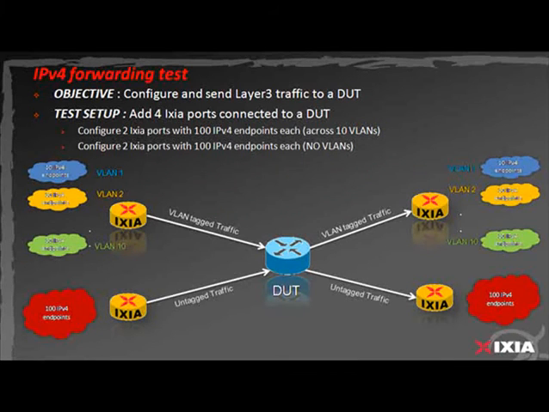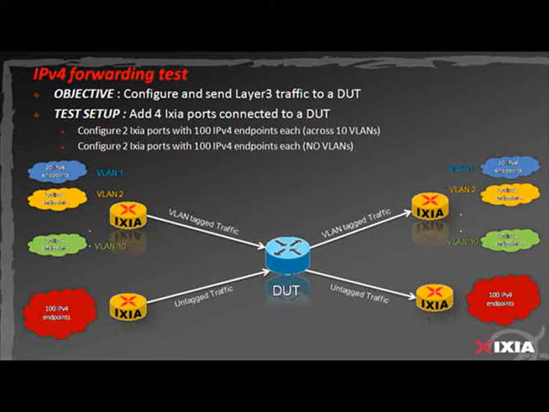Chapter 2. Use Case 1. This test is an IPv4 forwarding test, and the objective of the test is to validate the DUT's IPv4 performance when layer 3 traffic is sent to it. For the test setup, we have 4 Ixia ports connected to a device under test. Of these, on one port pair there are 100 IPv4 endpoints configured across 10 VLANs, and 100 IPv4 endpoints without any VLANs configured across the other pair.